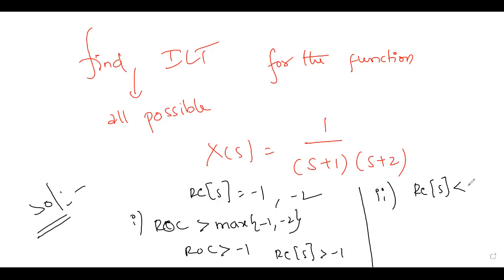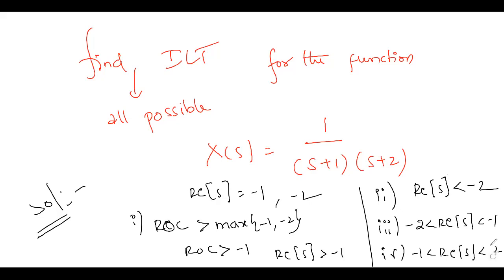Real part of S is less than minimum of poles, that is real part of S less than minus 2. And the third case is in between two poles, minus 2 to minus 1. If you reverse it, inverse Laplace transform won't be there. These are the possible 4 cases. Try to find inverse Laplace transform for all these possible cases. If 3 poles are there, 2 more extra combinations will be there. Mostly 2 poles, 4 cases. That is a common problem which is repeated till now.